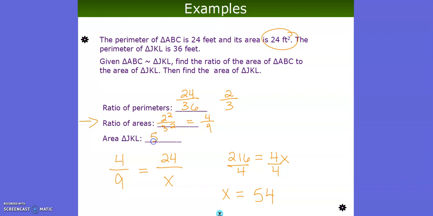But it's not just 54. In this case, it's 54 feet squared. So first we found the ratio of our perimeters, and then we found the ratio of our areas. And because we were looking for area, we then used that ratio of the areas to create a proportion to find the area of JKL.